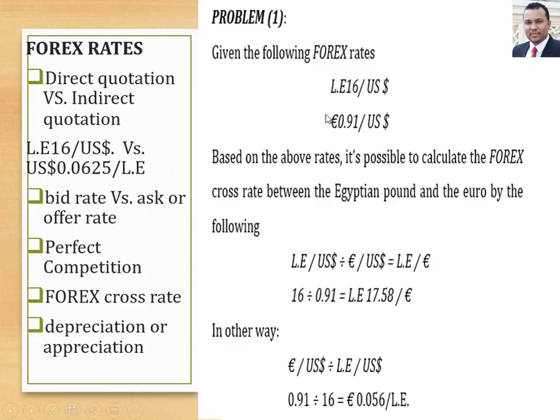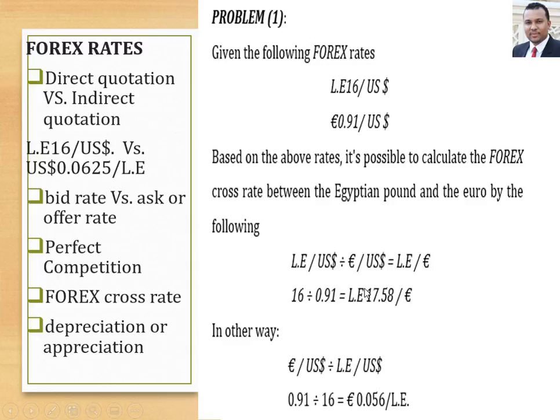The second quotation, 0.91 euro per US dollar. We can write it mathematically as euro divided by US dollar. We can see in the final step that when the first quotation is divided by the second quotation, the relationship equals LE per euro. So 16 divided by 0.91 equals 17.58 Egyptian pound per euro.